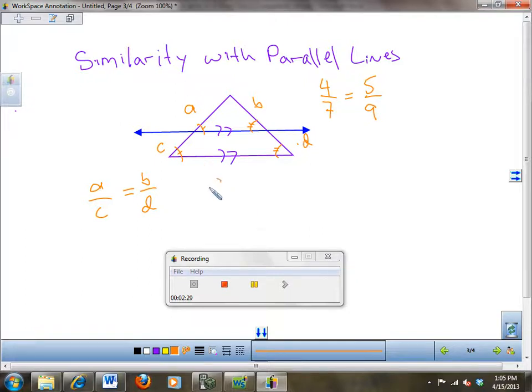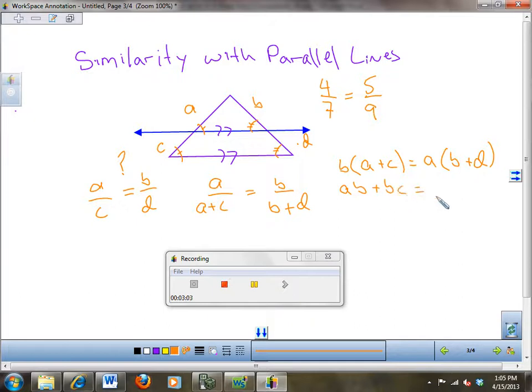Watch. So if I were doing this correctly, A is to what? What would I call this whole side? A plus C is to B plus D. Okay? And I'm going to cross multiply, and I get B times A plus C equals A times C plus D. And I'm going to use the distributive property. AB plus BC equals AB plus AD. Did I do that right?